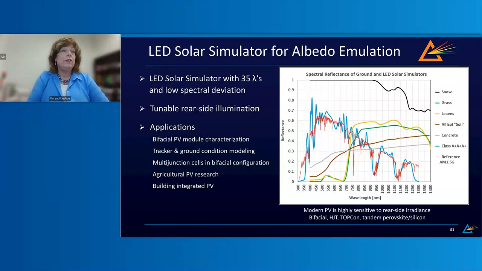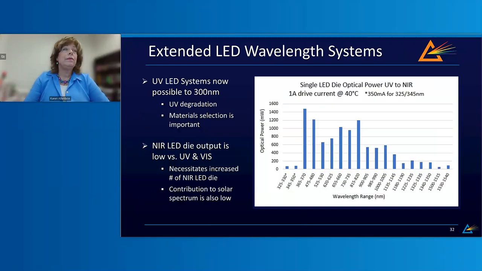For example, as a tracker tilts, the rear side illumination varies significantly. Also, you'll see in the chart the blue LED spectrum compared to the red reference spectrum, and all of the curves for various albedo differ pretty significantly, but you can adjust your solar simulator output to mimic this. So the dynamic albedo contribution influences the total energy yield. It could be sand, grass, snow, rooftops, or soil, and so it is important to characterize this. And LED solar simulators are excellent for this type of application in research.